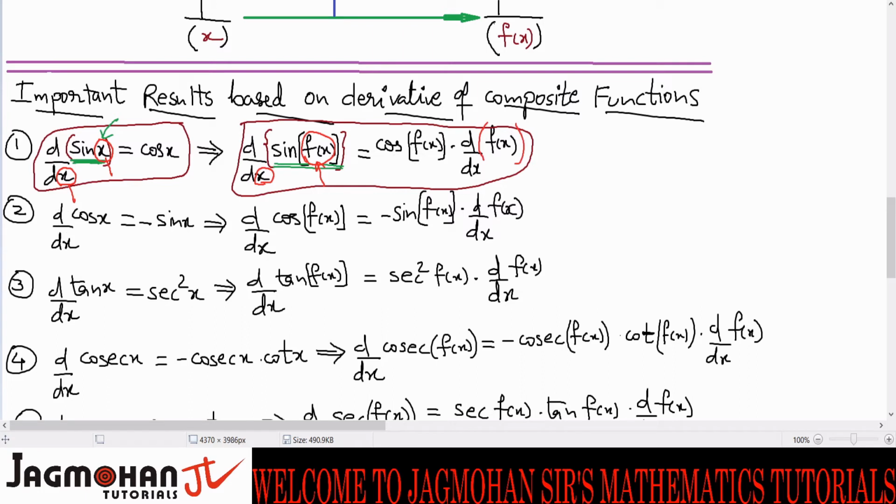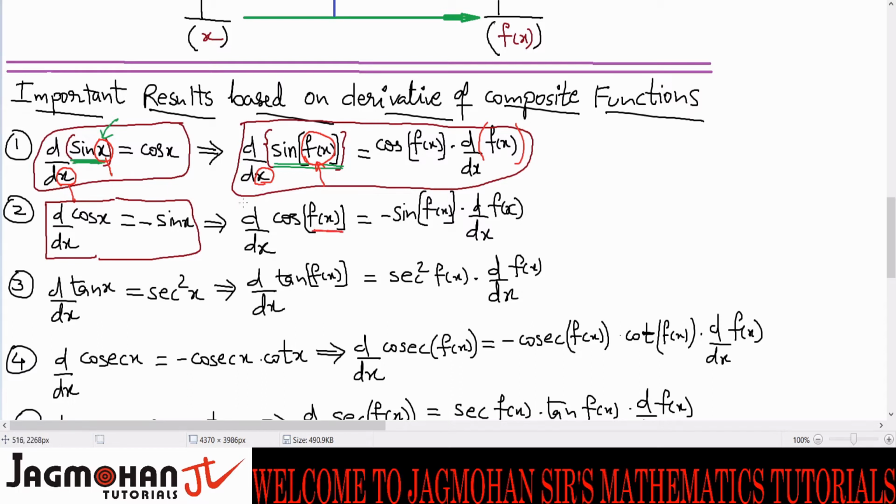The next one is d by dx of cos of x. What is d by dx of cos of x? It equals minus sin x. This you already know. What will happen if I replace this x by f of x? Look at this. d by dx of cos of f of x will be minus sine f of x into d by dx of f of x.